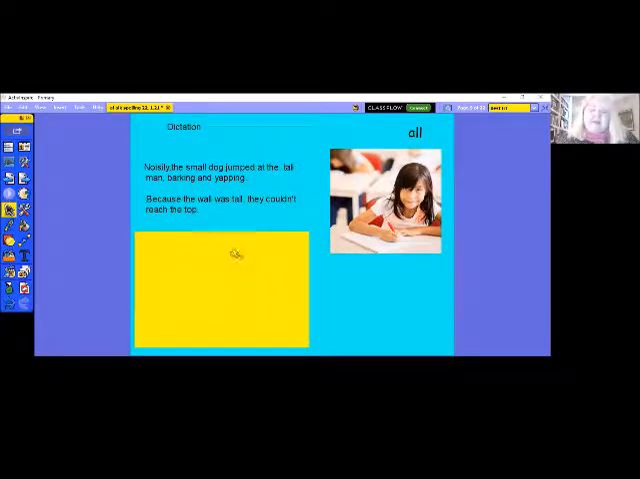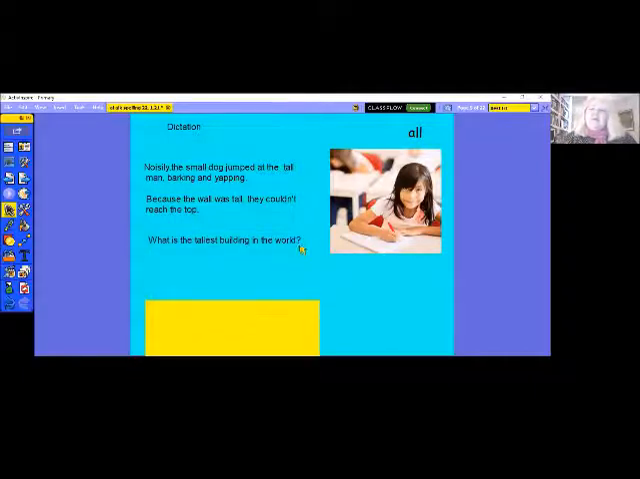Oh, and the last one is, what is the tallest building in the world? What is the tallest building in the world? Have a go at writing that. There we are. And remember, yes, it's a question, so it has to have a question mark. These are basic things, Year 4, that you really need to do automatically now in all your writing. This is why we practice this.